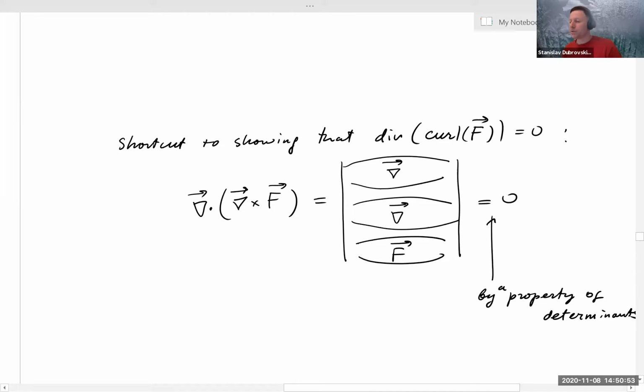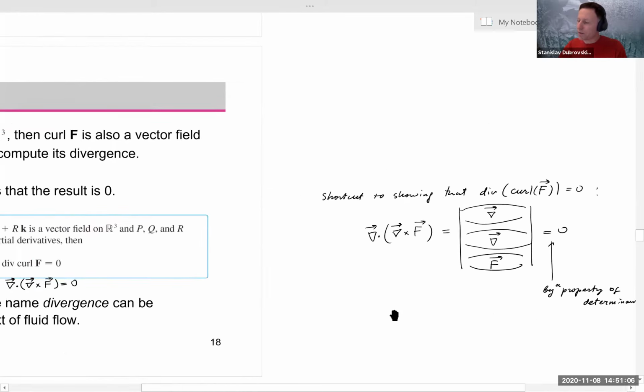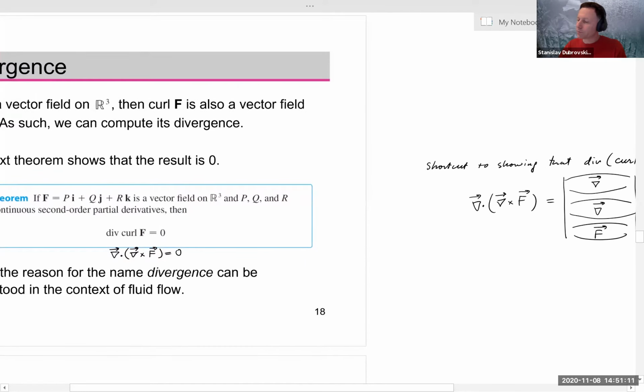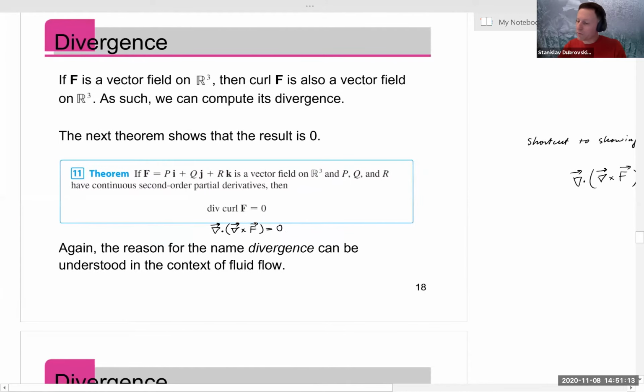Well, this is a little bit informal, so I encourage you to do the complete calculation of this determinant and see that it is zero. And of course, you'll have to use some property. And guess what? It will be Clairaut again.